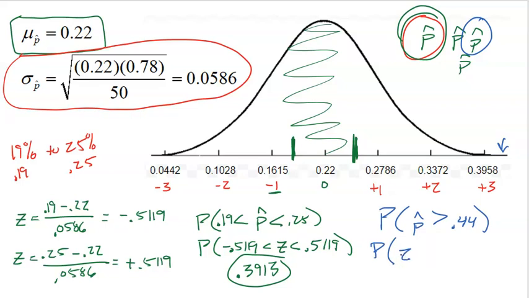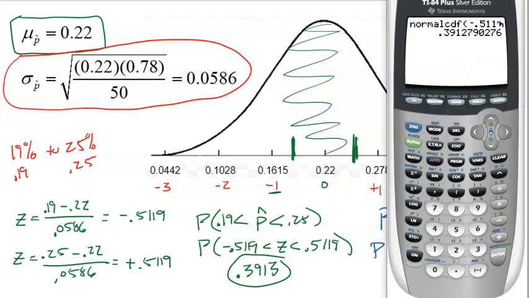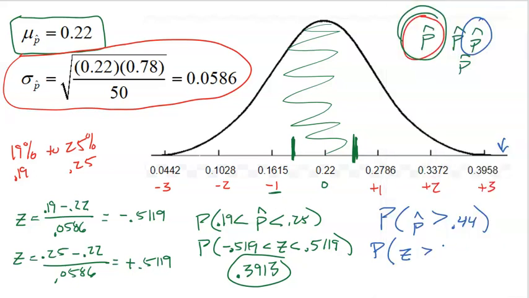So I need to find out what the z-score for 44% is. I'm going to go to my calculator to do that math. 0.44 minus 0.22, 22% is the mean in the middle, right? Divide that by the standard deviation of 0.0586. And I get 3.754. And that confirms it is definitely more than 3 standard deviations above the mean. I mean, 44% is way up here.